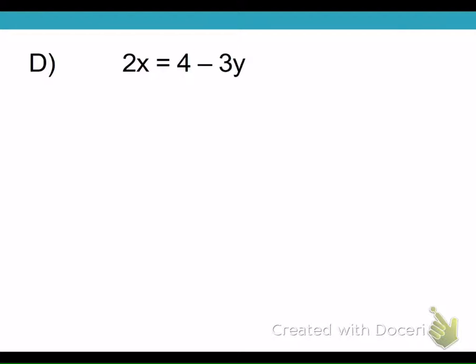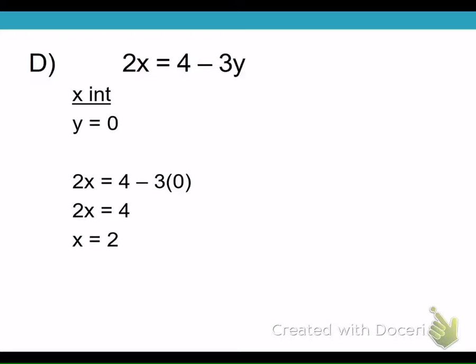X-intercept first. So this one, how do I start? Put the 0 in for the y. So that minus 3y term is going to disappear. I have 2x equals 4. So what's my x-intercept? 2, 0. Good. Now, this next one is where it gets a little tricky.